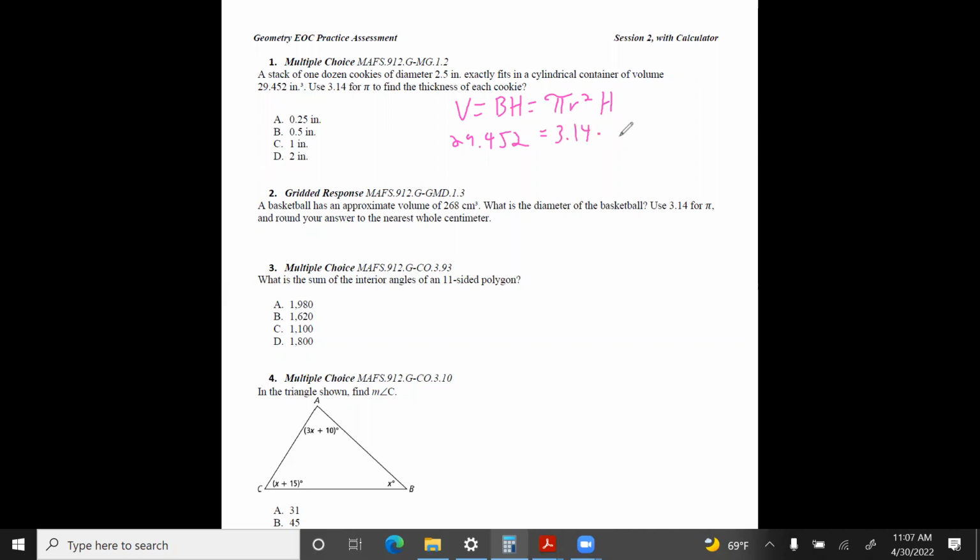3.14 times, we don't have the radius, but they gave us a diameter. Since the diameter was 2.5, the radius has to be half of that, which is 1.25. So we're going to plug in the radius of 1.25 squared times the height. And the height's what we have to solve for, because we know that there's a dozen cookies. They want the thickness of each cookie. So first we have to figure out the height of all the cookies together. So we're going to have to simplify this side first.